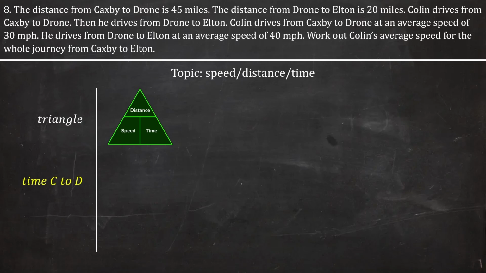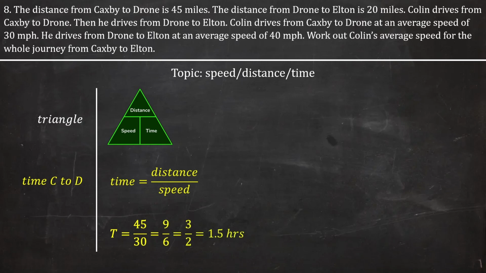Then I'm going to find the time that it takes from C to D. So time is distance over speed, so the time is going to be 45, which is the distance, over 30, which is the speed. It's a non-calc, so let's simplify this carefully. We can divide top and bottom by 5, which gives us 9 over 6. Then we can divide top and bottom by 3, which gives us 3 over 2, which then gives us 1.5 hours.